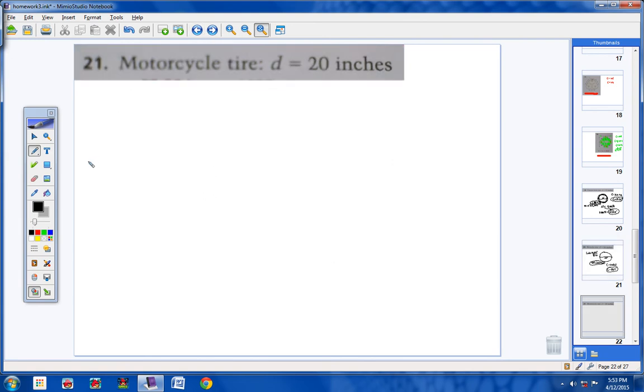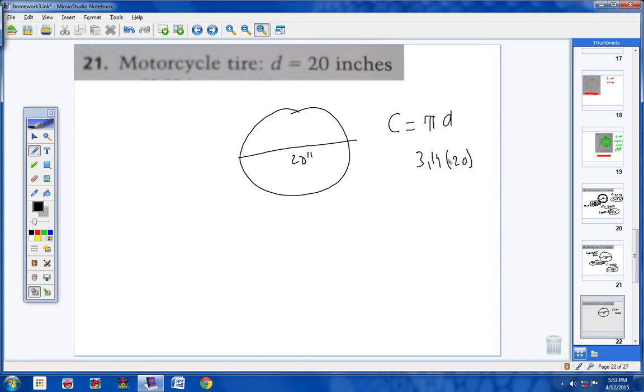Number 21, same thing. I have a motorcycle tire that has a diameter of 20 inches, so here it is. Diameter going straight across, 20 inches. Let's find the circumference of this tire. Pi d, so 3.14 times 20. Yeah, 3.14 times 20 would give us 62.8, alright? So the circumference is 62.8. That's one answer to the first part of this problem.